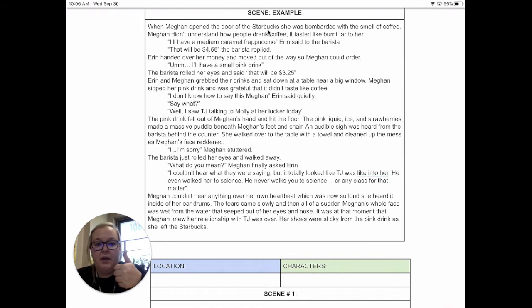Are there other people there? Yes. "I'll have a medium caramel frappuccino," Aaron said to the barista. So now I know it's Megan, Aaron, and the barista at the Starbucks. I'm also looking for you to have both details and dialogue. So details are all of these things that happen without quotes, where I'm just saying what's happening, right? Like the pink drink falling on the floor, the barista rolling her eyes. Those are all little details. But we also need dialogue. There has to be a conversation in your scene.